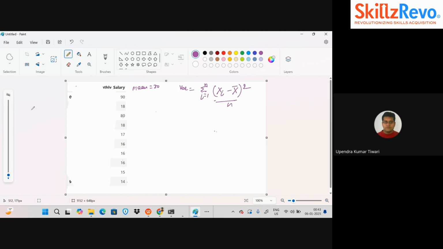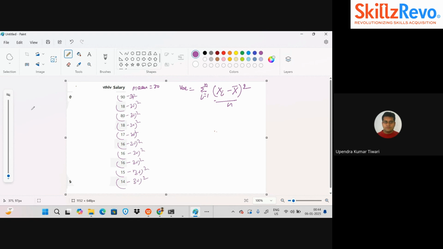So let's first see, xi is what? Individual values. So first of all, let's subtract each value by 30. So 90 minus 30 whole square, 18 minus 30 whole square, 80 minus 30 whole square, 18 minus 30 whole square, 17 minus 30 whole square, 16 minus 30 whole square, 16 minus 30 whole square, 16 minus 30 whole square, 15 minus 30 whole square, 14 minus 30 whole square.